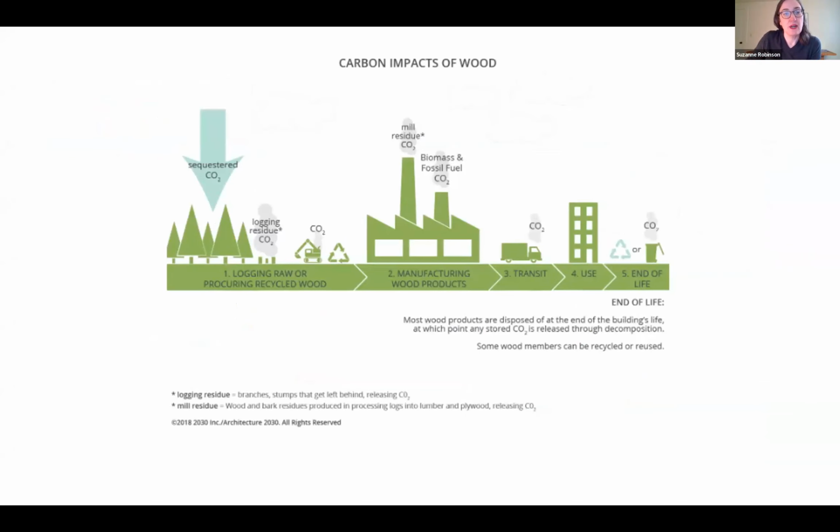Okay, timber. With timber, the key takeaway from this image is there is embodied carbon that's being released throughout the process, but that big arrow pointing down is it has the potential to sequester a lot of carbon.